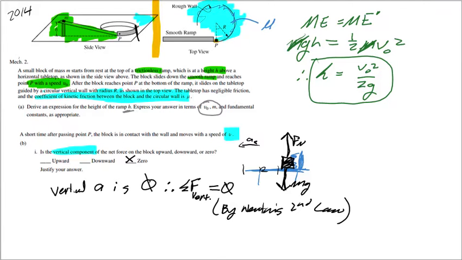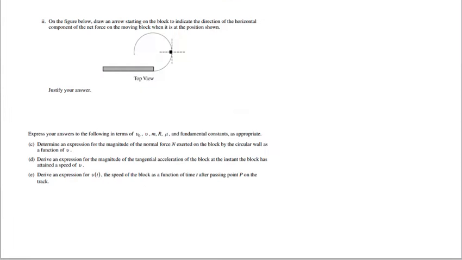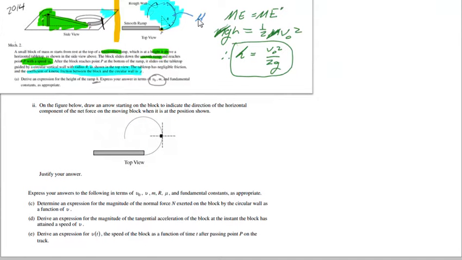So anyway, let's look at the second part. Okay, I brought this part over to this side just to have it. So now this is part 2. We're still looking at the blue part of this up here. On the figure below, draw an arrow starting on the block to indicate the direction of the horizontal component. Okay, notice they say arrow and horizontal component, because I didn't notice that the first time I did it, of the net force moving on the block with the position shown.